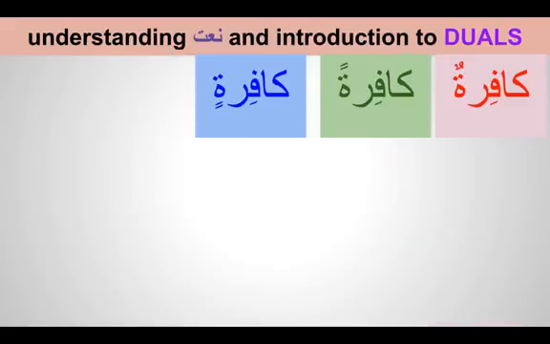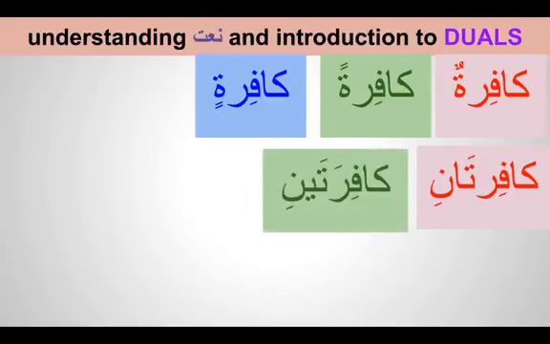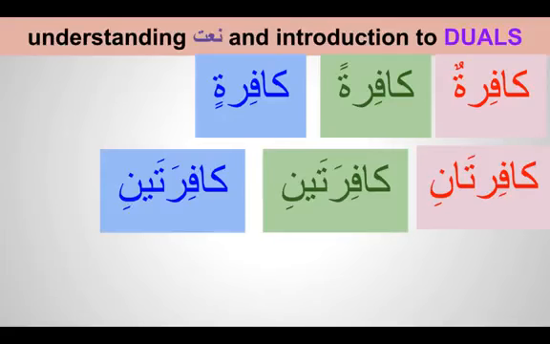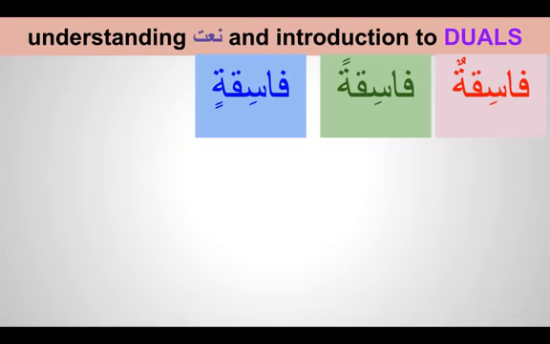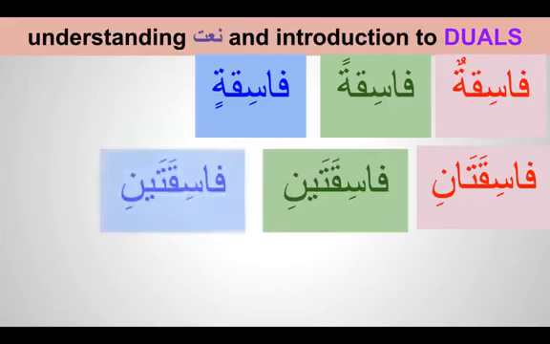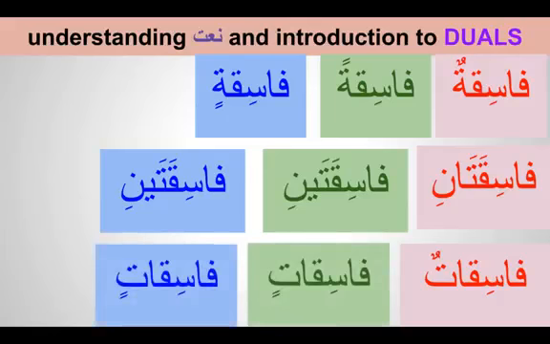So kafiratun, kafiratan, kafiratin. So we have kafiratani, kafirataini, kafirataini. Duals are called musanna, and this is jama' muannath salim: kafiratun, kafiratin, kafiratin. So fasiqatun will be fasiqatan, fasiqatin; fasiqatani, fasiqataini, fasiqataini. And fasiqatun, fasiqatin, fasiqatin. So this is how you make duals and plurals.